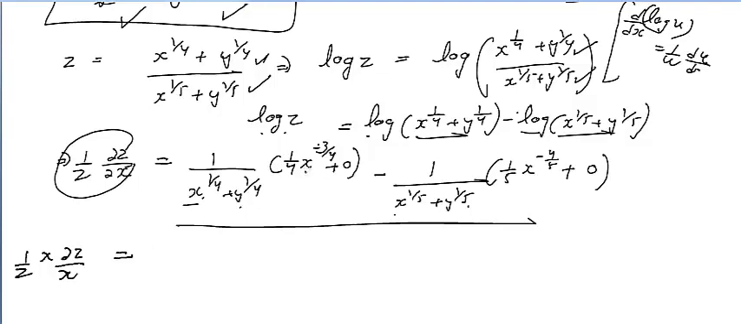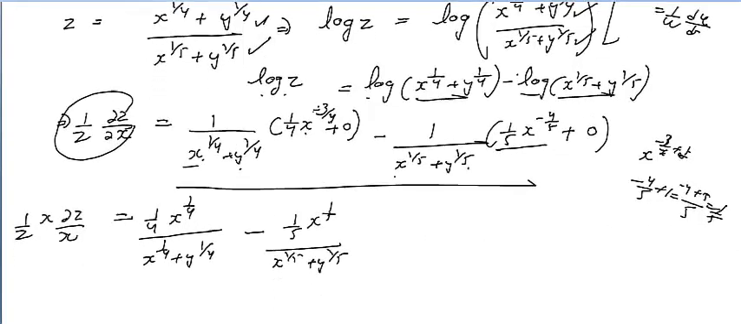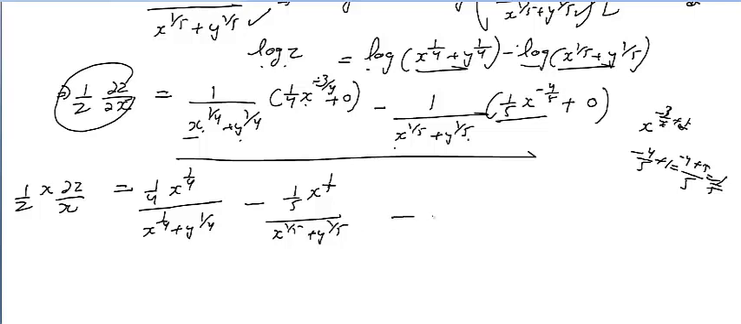So x raised to power minus 3 by 4 is there. When you multiply by x, minus 3 by 4 plus 1 gives 1 by 4, so you get x raised to power 1 by 4 over x raised to power 1 by 4 plus y raised to power 1 by 4. Minus, when you multiply x with that, you get 1 by 5 x raised to power 1 by 5, because minus 4 by 5 plus 1 is 1 by 5, over x raised to power 1 by 5 plus y raised to power 1 by 5. You can leave this here. Take this as equation number 3.